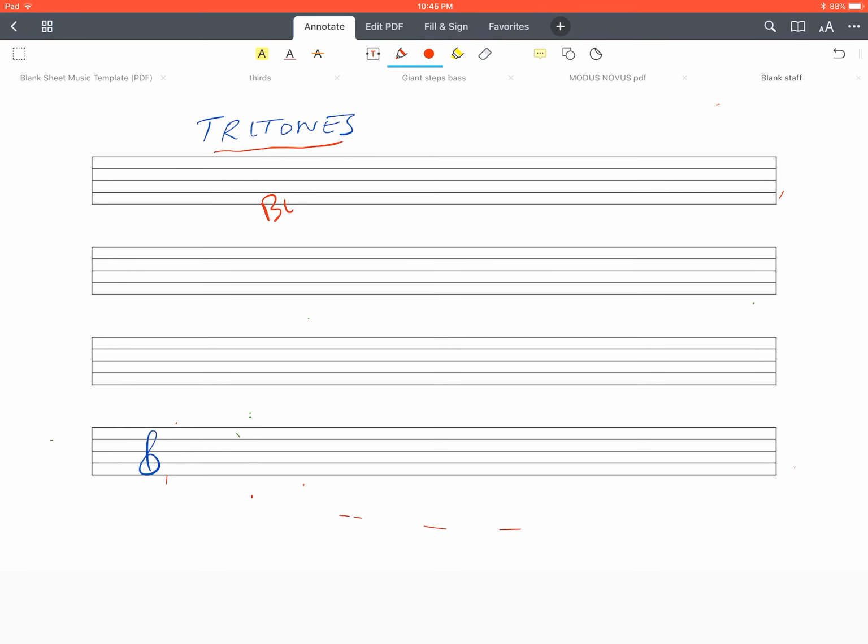And since tritones are dramatic, here's a famous tritone that you might not have paid attention to before. See if you can spot where the tritone is in here.